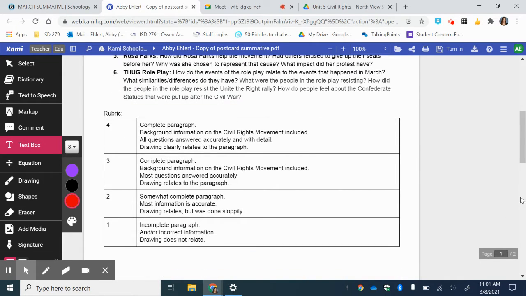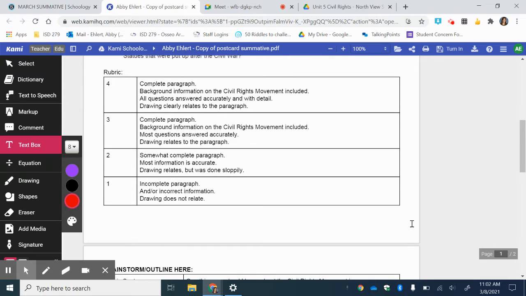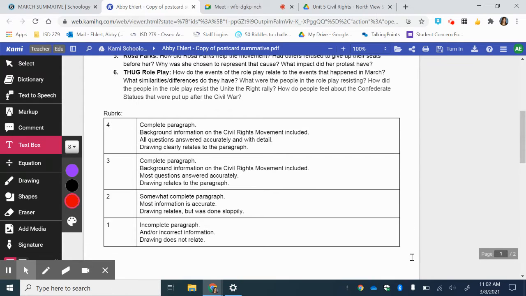Then here's the rubric. You'll get a 4 if you have a complete paragraph. Background information of the civil rights movement is included. All questions are answered accurately and with detail, and the drawing relates to the paragraph. A 3 is complete paragraph. Background information on the civil rights movement included. Most questions answered accurately, and the drawing relates to the paragraph. A 2 is a somewhat complete paragraph. Most information is accurate. Drawing relates, but was done sloppily. A 1 is incomplete paragraph and/or incorrect information, and drawing does not relate or it's not done.